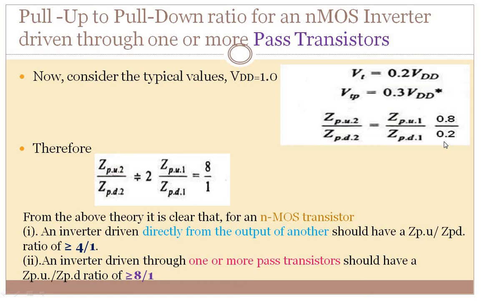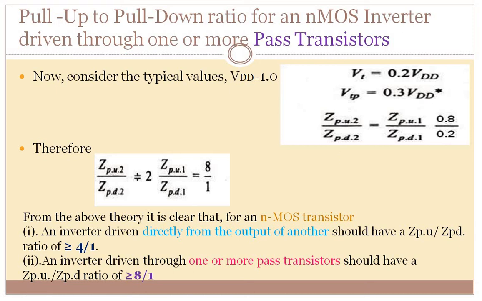Simply after simplifying, you will get the pull up to pull down ratio of inverter 2 is 2, and the pull up to pull down ratio of inverter 1 is 8 divided by 1. This is how you will get it. You just simplify, and this is your assignment: show me the simplification of how you got these values.